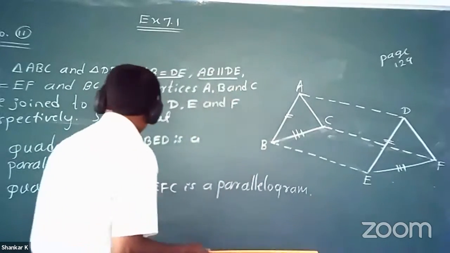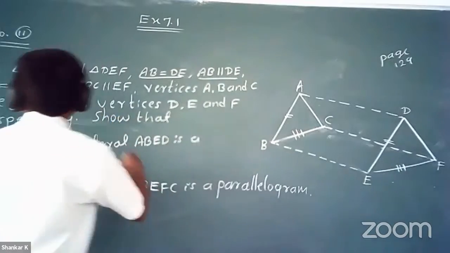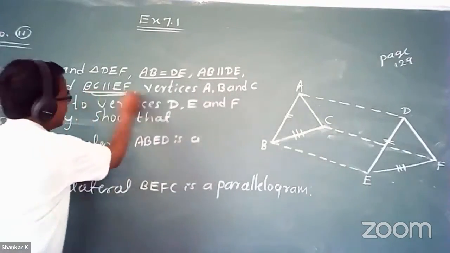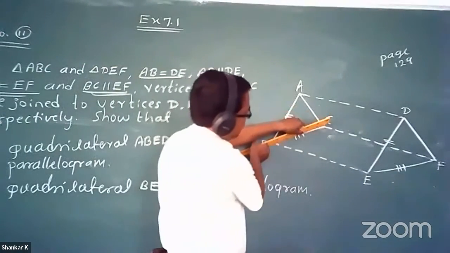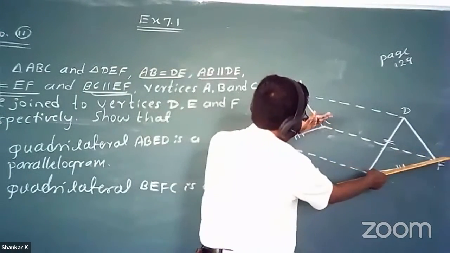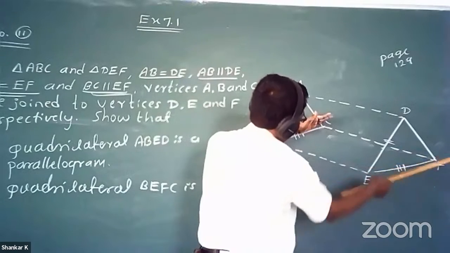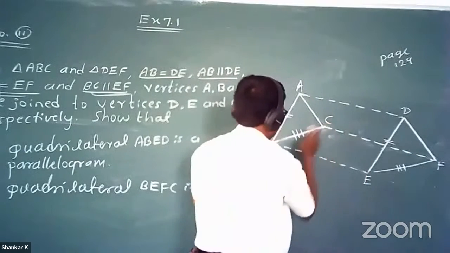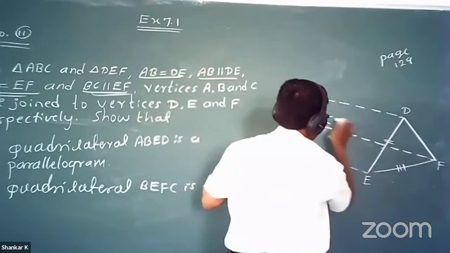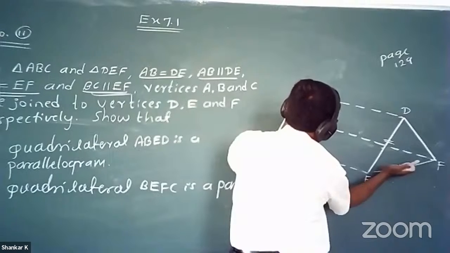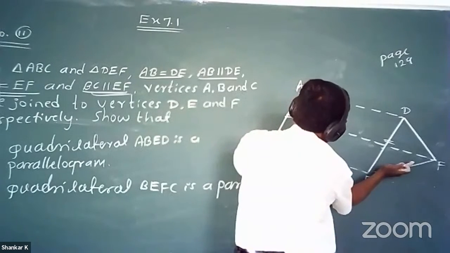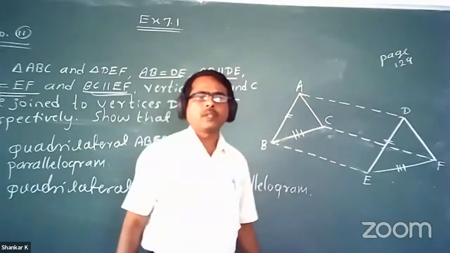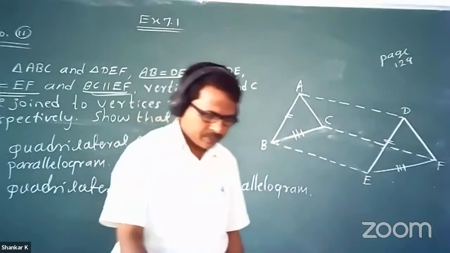What is shown here? Second point: BC and EF are equal and they are parallel. Where are BC and EF? This BC and EF are parallel and equal. Means in BEFC, these are opposite sides. These opposite sides are parallel and equal, therefore it is a parallelogram. BEFC is a parallelogram. Okay, that is also over.